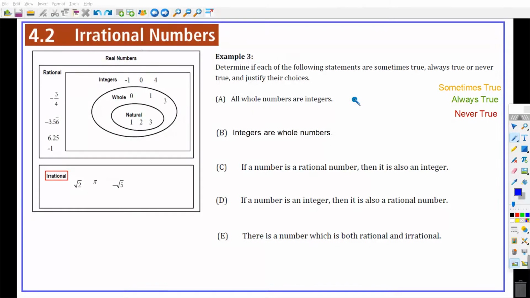All right, doing some questions from section 4.2 on irrational numbers. So we're going to look at some statements and determine if they're sometimes true, always true, or never true. The first one says all whole numbers are integers. Whole numbers are 0, 1, 2, 3, and so on. And when you go from whole numbers to integers, what you're doing is adding in the negatives. So this is going to be always true.